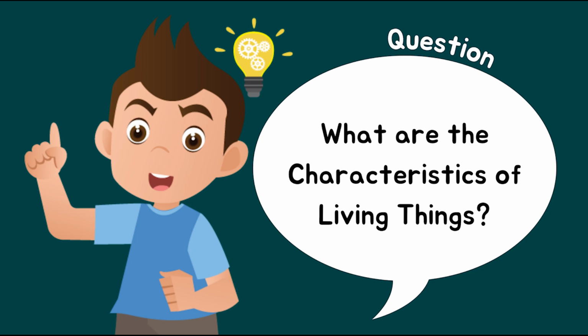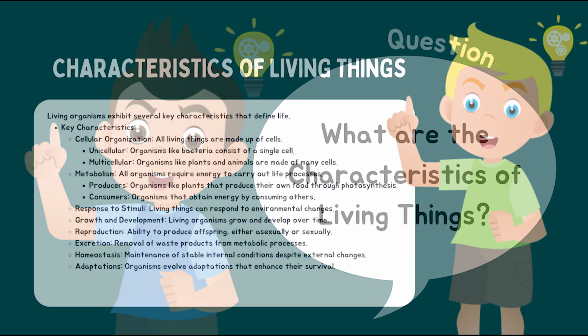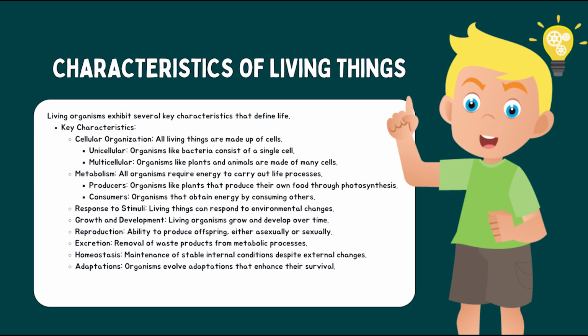So, what exactly makes something alive? Scientists have identified several key characteristics that all living things share. Let's break it down. Cellular organization. All living things are made of cells. Some, like bacteria, are unicellular, made of only one cell. Others, like humans or trees, are multicellular, made of many cells.